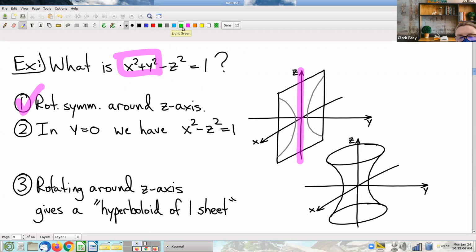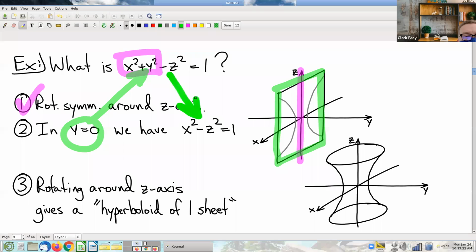Step 2, let's pick a plane. Now, just to mix it up here, I'm going to use the plane y equals 0. I could have totally used x equals 0. I'm just being flexible. Right, so here we let y equal 0. Fine. Plug that into the equation. The equation turns into this, which of course is easy to understand.